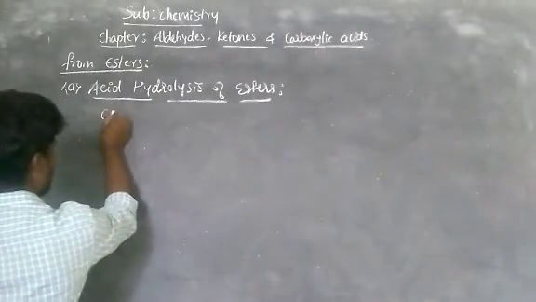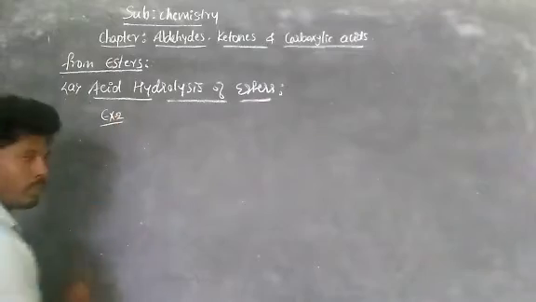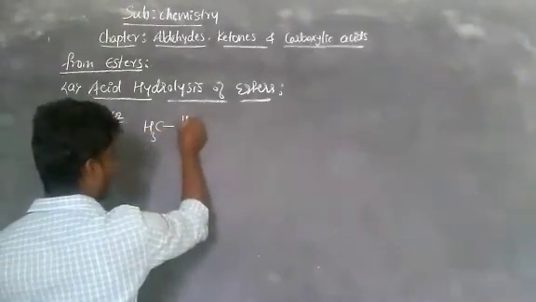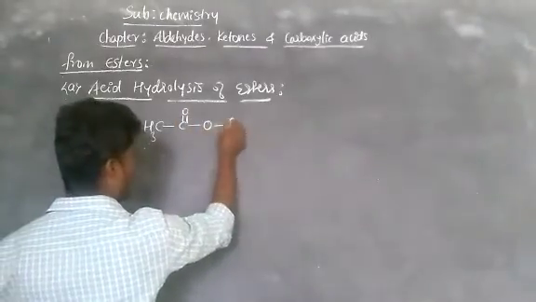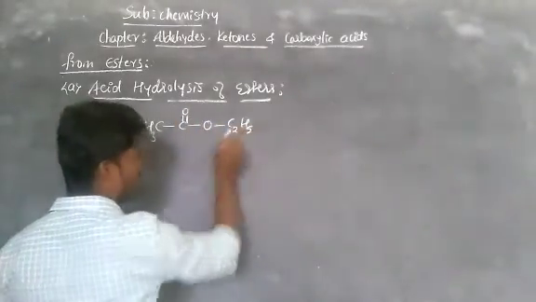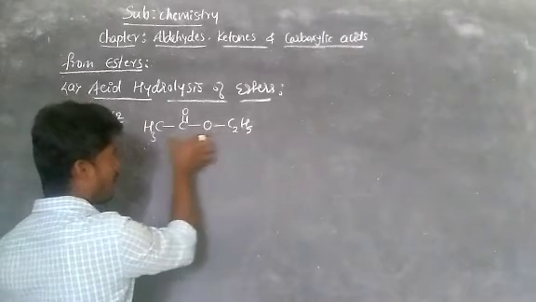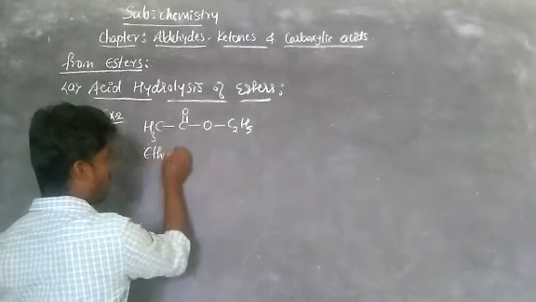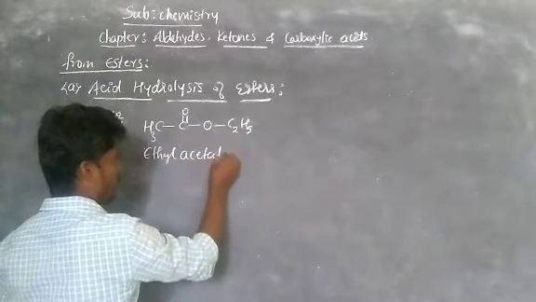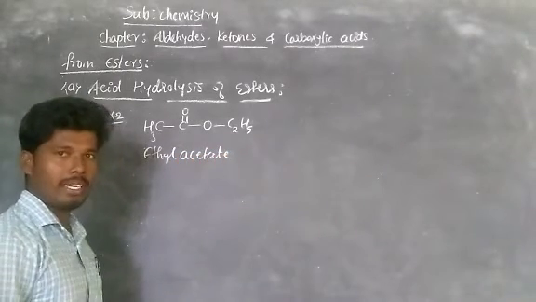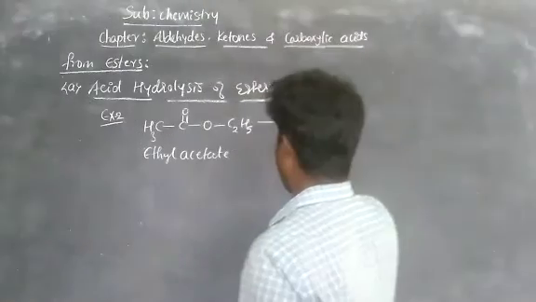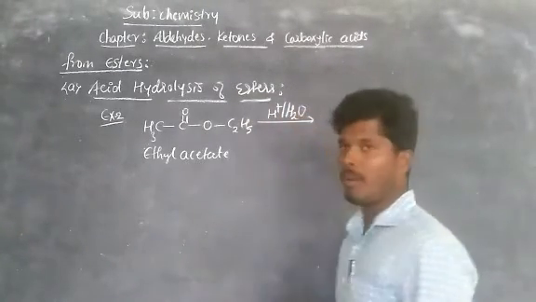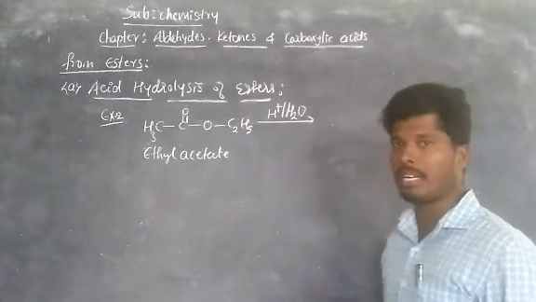Now observe example 2. Take an ester, that is CH3 bond C double bond O bond C2H5. C2H5 is called what? Ethyl. This is the ethyl group and this is the acetate group, so the name is ethyl acetate. This is an ester compound. Now acid hydrolysis means H plus bar water, that is, acid is present in water.